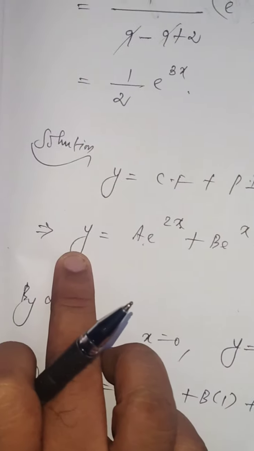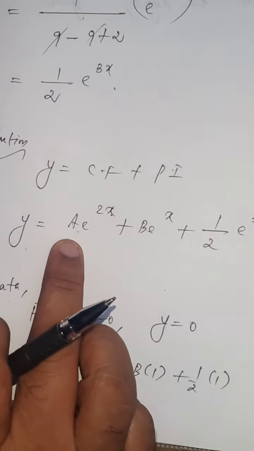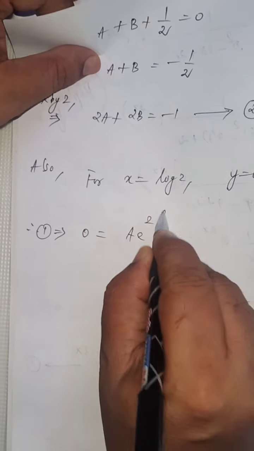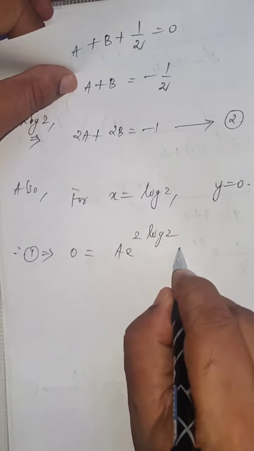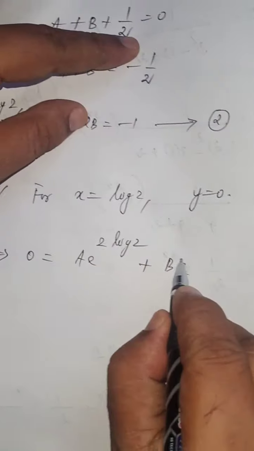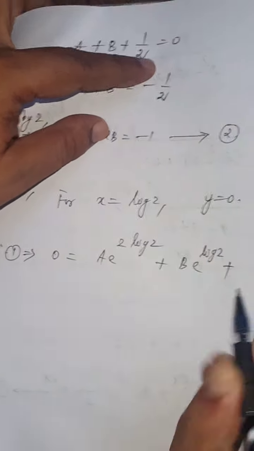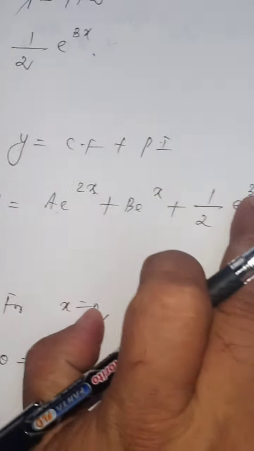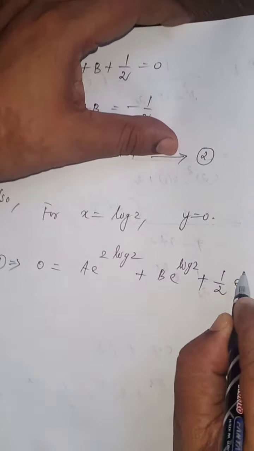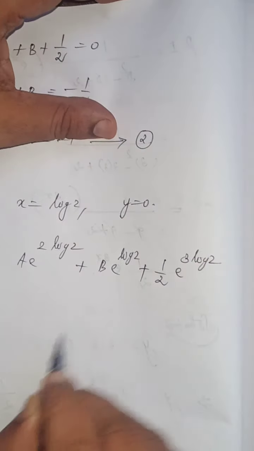Here it is. y equals 0, plus a is equal to a into e power 2x. So 0 equals a into e power 2x, where the x value is log 2, plus b into e power x, where x is equal to log 2, plus half into e power 3x, that is 3 log 2.